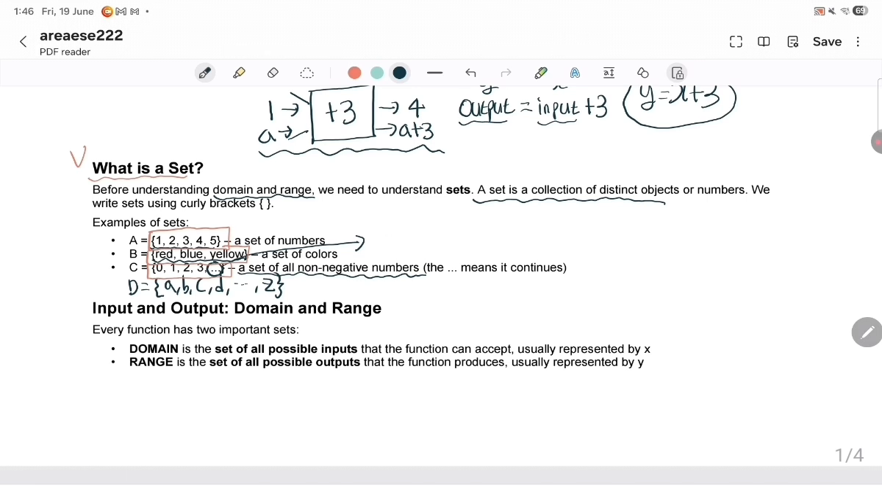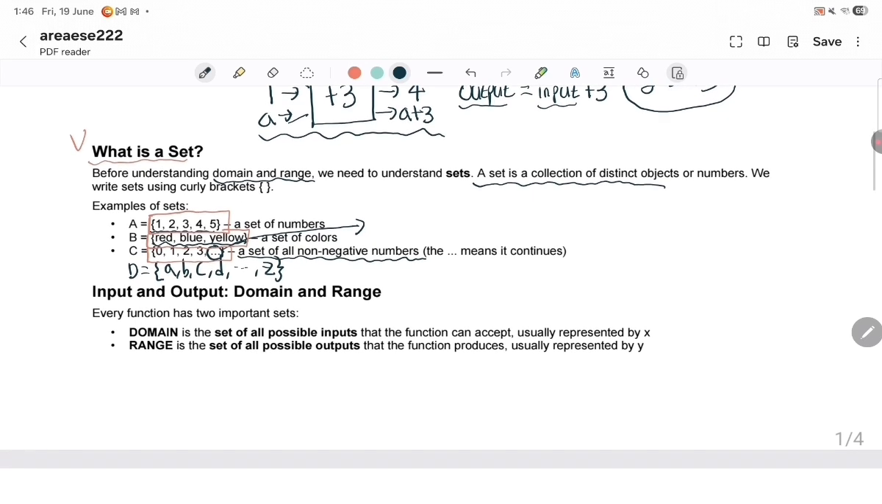So, in other words, there are infinitely many numbers in this set. So yeah, there are two kinds of sets: infinite and finite. Anyway, let's keep it going.